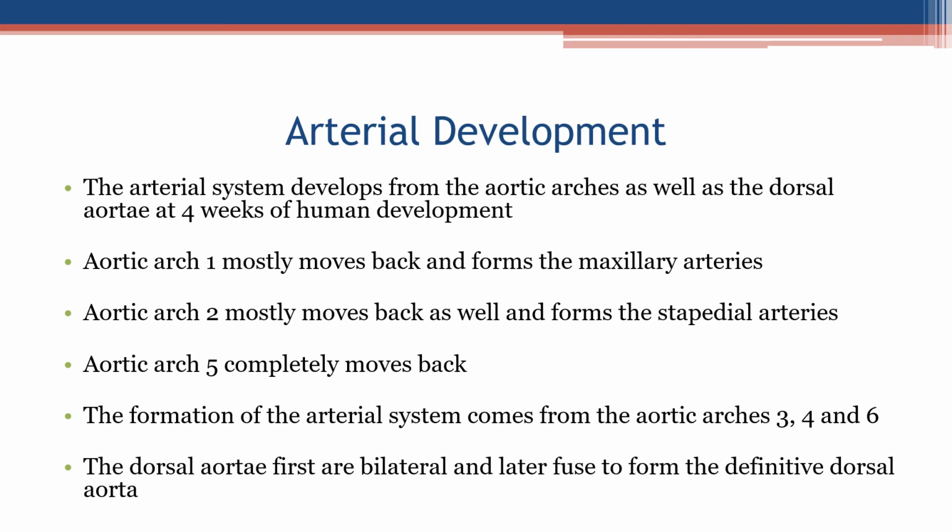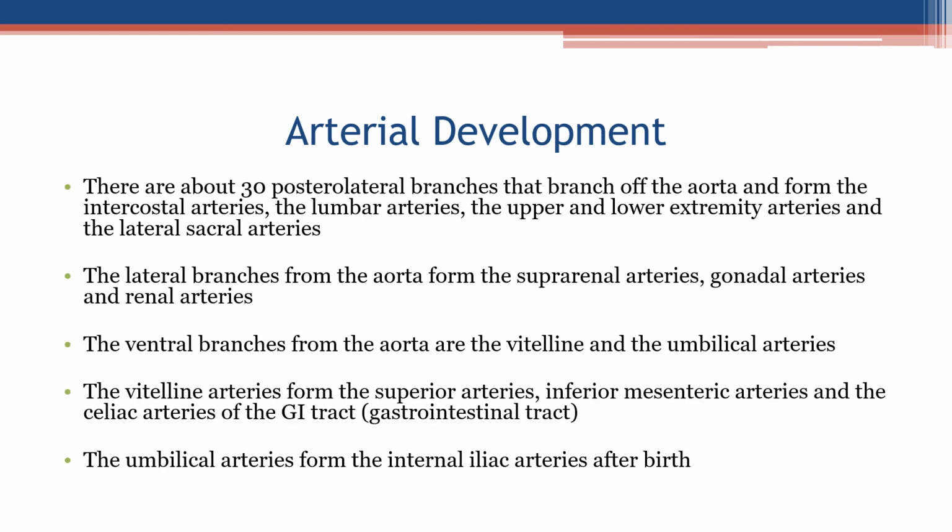The dorsal aorta first are bilateral and later fuse to form the definitive dorsal aorta. There are about 30 posterolateral branches that branch off the aorta and form the intercostal arteries, the lumbar arteries, the upper and lower extremity arteries, and the lateral sacral arteries. The lateral branches from the aorta form the suprarenal arteries, gonadal arteries, and renal arteries.